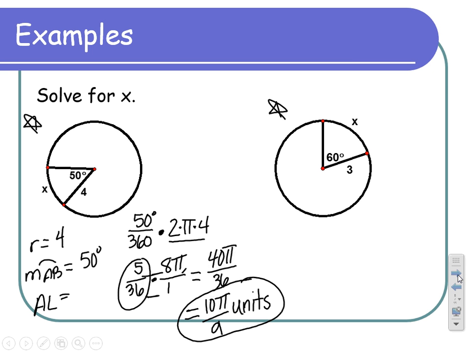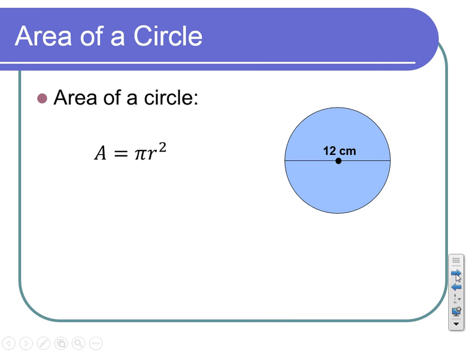If you're still working on that example, go ahead and pause the video. I'm going to move on to area. Pretty much everybody remembers the formula for area of a circle. That's the one you always think of when you think of a circle: pi r squared. We have to have the radius. We square the radius and take that times pi.